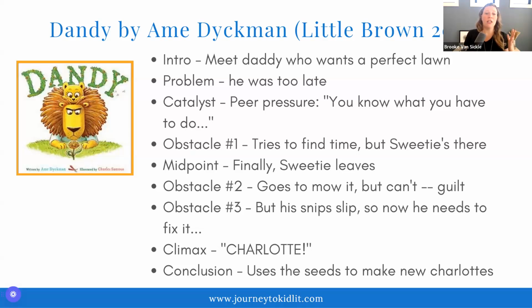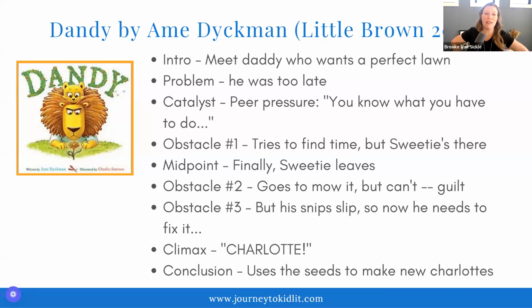And Daddy did. So the first attempt to try to get rid of the dandelion without his daughter knowing is that he tries to find some time when she's not there. But Sweetie is always there. We have 3 different ways that he did that. Then we reach the midpoint when Sweetie finally leaves. So he has another opportunity. So he goes to mow it over, but he can't.